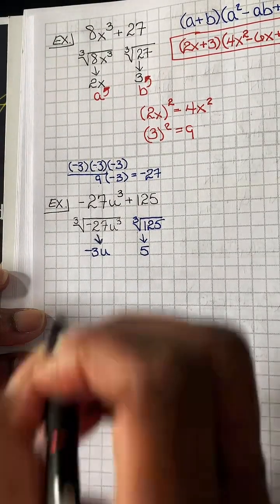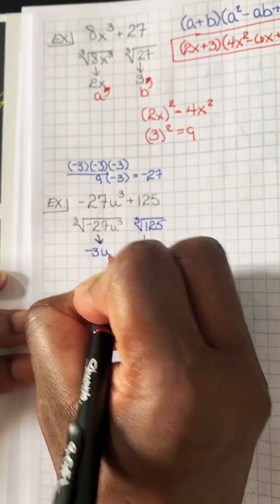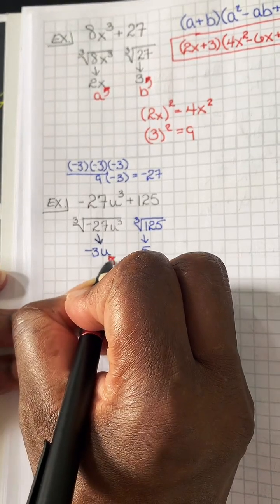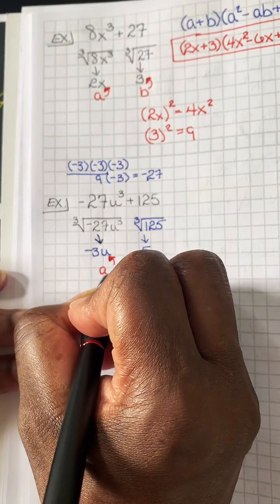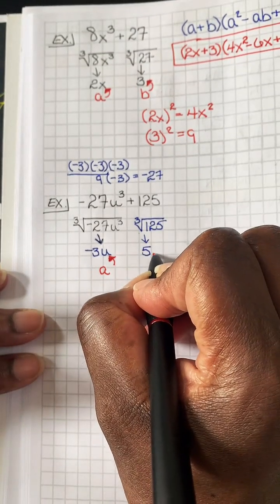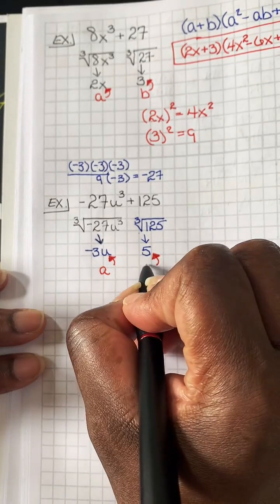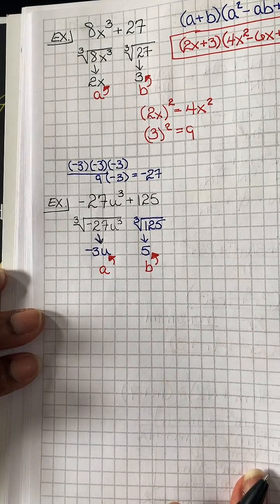So what you just found is the A. I'm going to try to make it into an arrow. All right, so this is your A. And then this is your B.